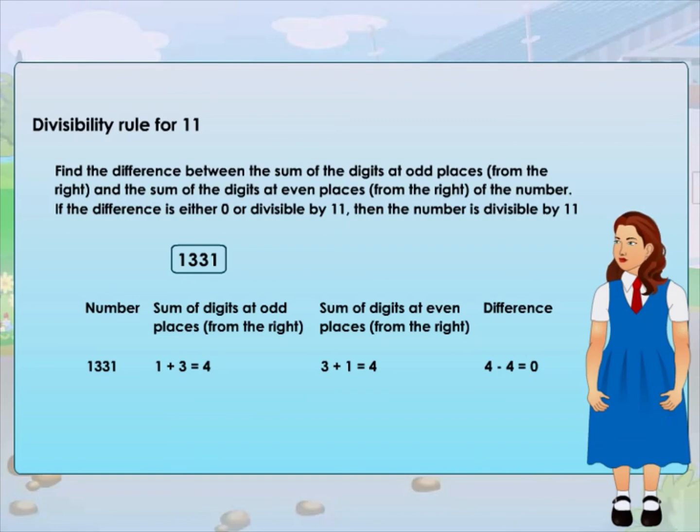Let us consider another number, 61,809. The sum of the digits in the odd place is 9 plus 8 plus 6, which is equal to 23. The sum of the digits in the even place is 0 plus 1, equal to 1. The difference is 23 minus 1, which is equal to 22, which is a multiple of 11. Therefore, 61,809 can be divided by 11.